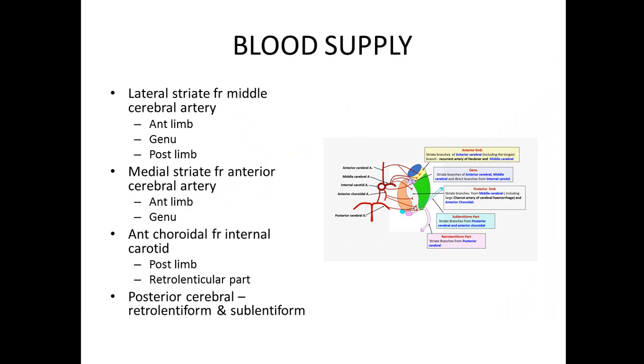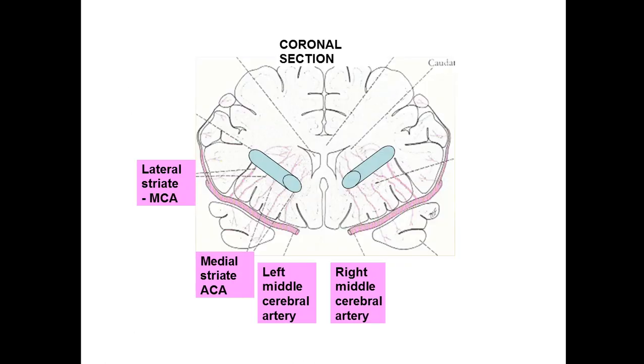These are the descriptions. We have the lateral striate branch from the middle cerebral artery, which is going to supply the anterior limb, genu and the posterior limb. The medial striate branches from the anterior cerebral artery will supply the anterior limb and the genu. The anterior choroid branch from the internal carotid artery will supply the posterior limb and the retrolentiform part, and the posterior cerebral will supply the retrolentiform and the sublentiform part.